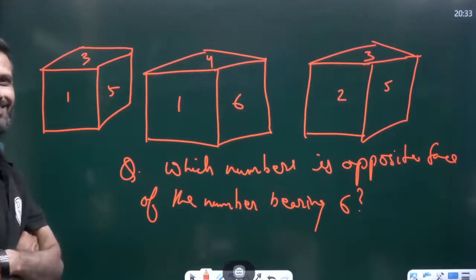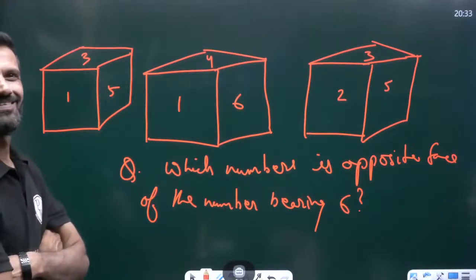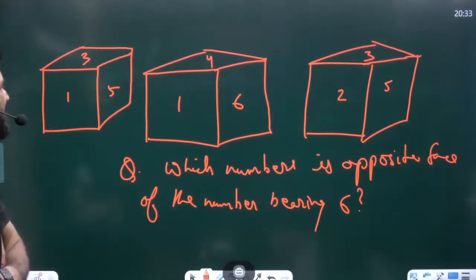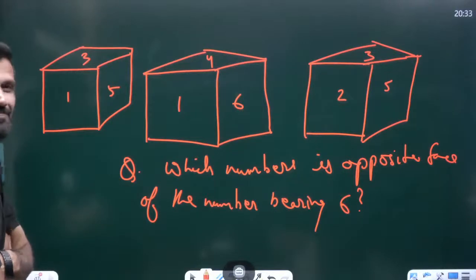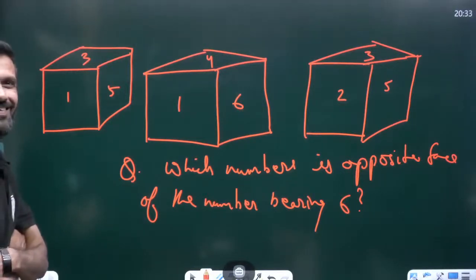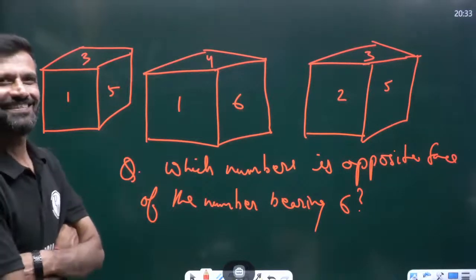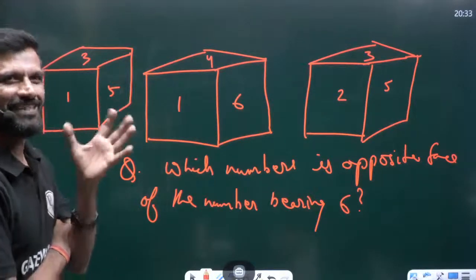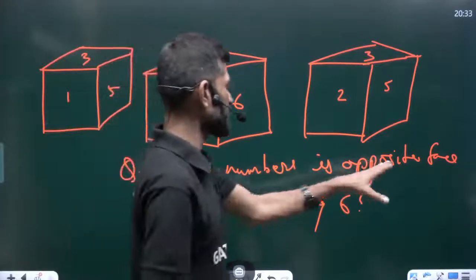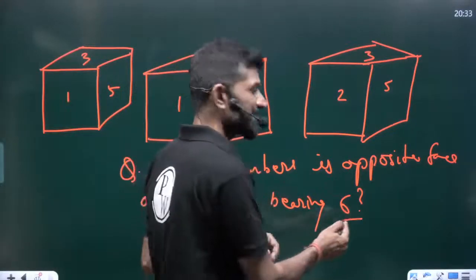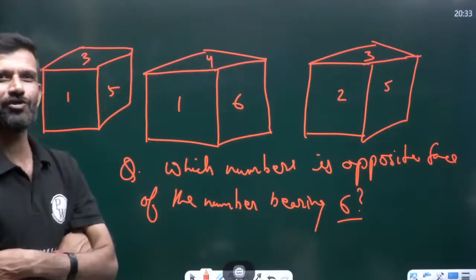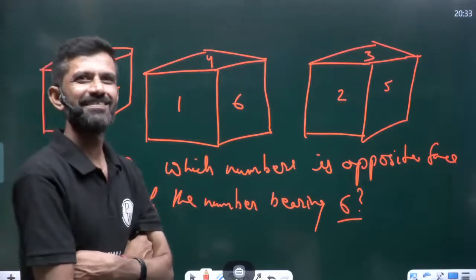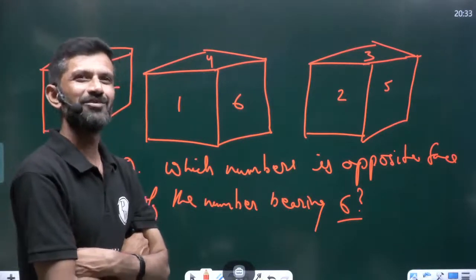6 and 2 are opposite. Ishika, is it so? 2? Number bearing 6. Opposite of 6. Jack says 5 and 6. Mayank says 5 and 6. Nitish, they are not asking you about 1. The question goes, which number is opposite face of the number bearing 6? 6 opposite, what is there? That is what you have to say. Nitish. Satish 2, Akash 5, Milind 1 and 2.